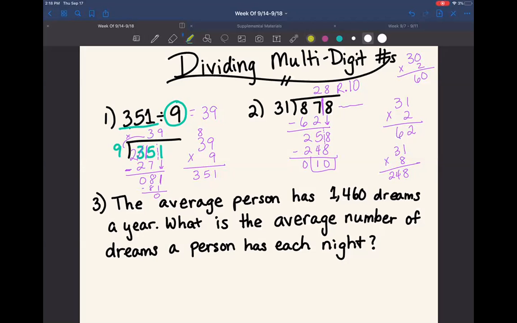All right, so the average person has 1,460 dreams a year. What is the average number of dreams a person has each night? So first off, am I doing addition, subtraction, multiplication, or division? Division, right? That's kind of what we've been doing all day. So it is going to be division. Now, what is going to go on the inside of the house? 1,460, because it's asking what is the average number of dreams a person has each night.